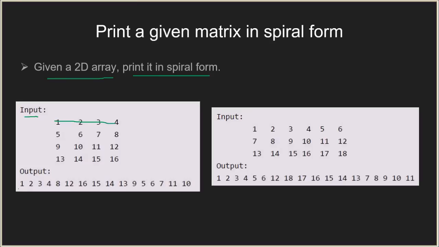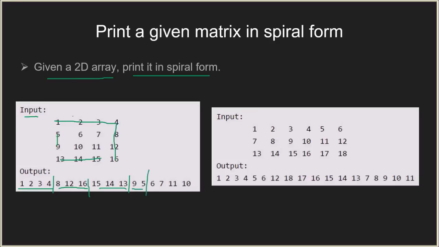So first four elements of the output. Then we go down 8, 12, 16 here. Then we go left. So 15, 14, 13. Then we go up 9, 5.